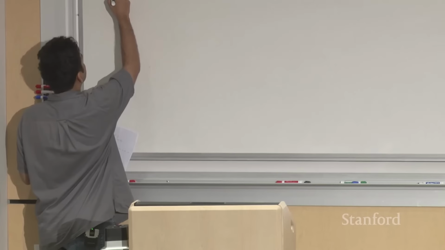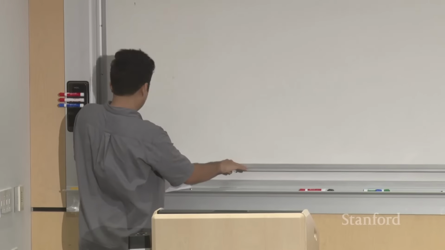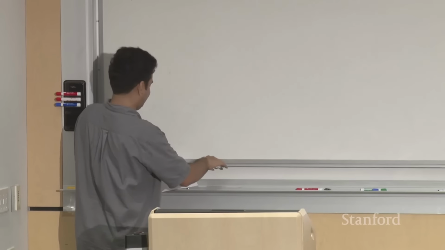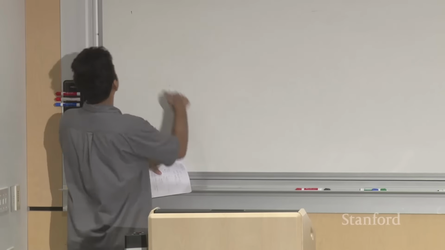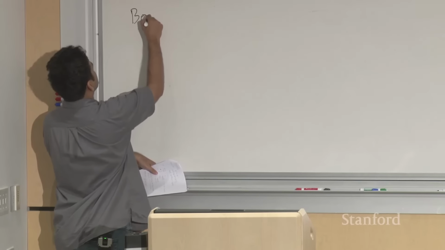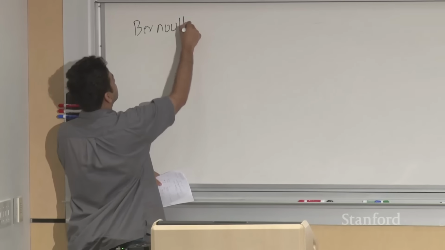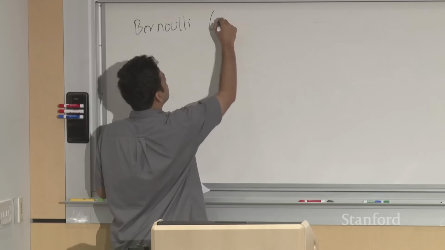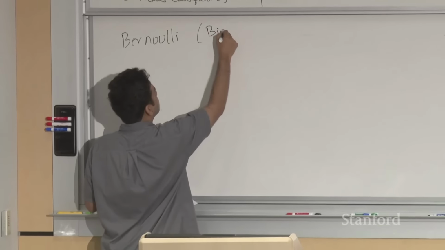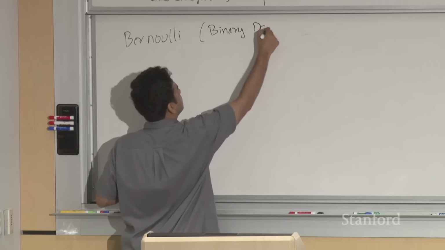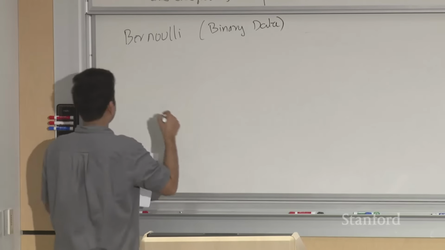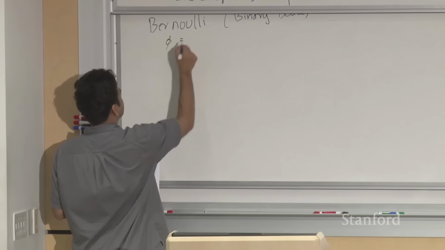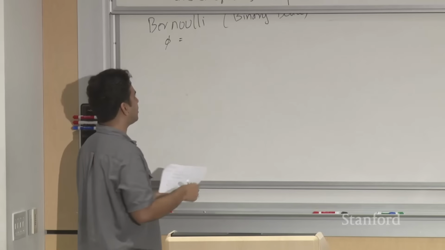So we have a Bernoulli distribution, which is one we use to model binary data, right? And it has a parameter, let's call it phi, which is the probability of the event happening or not.